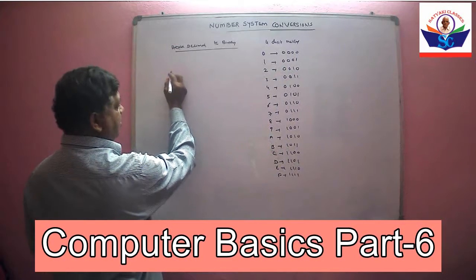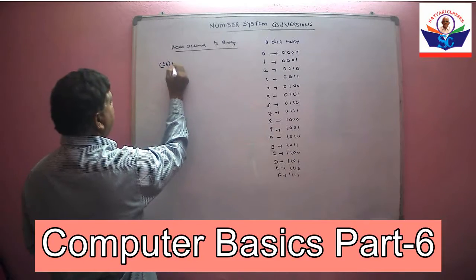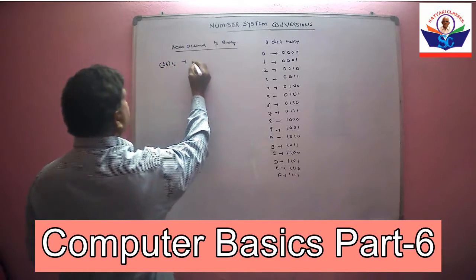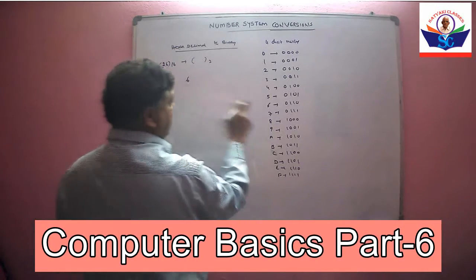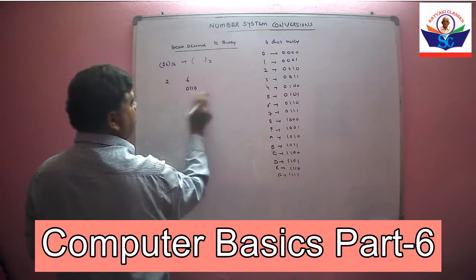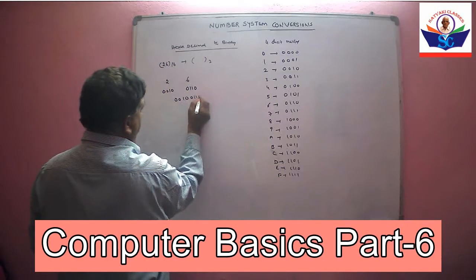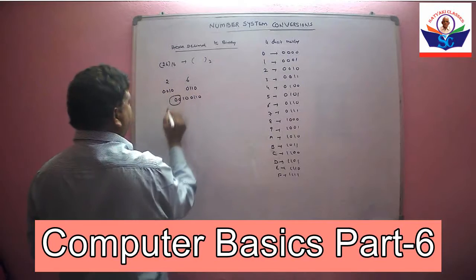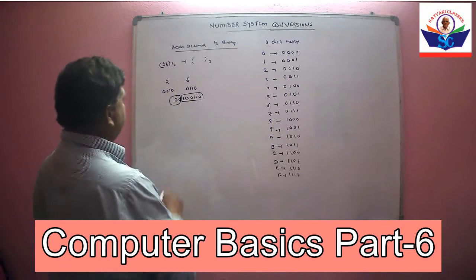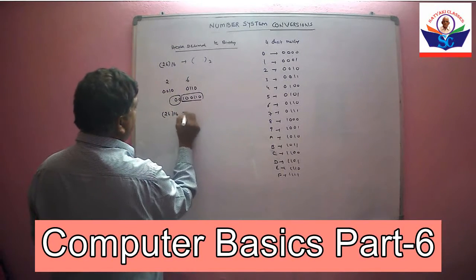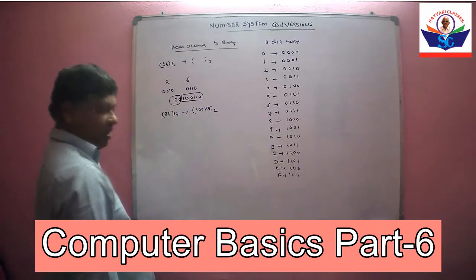Take an example. 26 in hexadecimal is equivalent to which number in binary? What is the 6 equivalent? 0 1 1 0. What is the 2 equivalent? 0 0 1 0. Combine them. The leading two zeros have no value. This is the binary number equivalent to 26 in hexadecimal. So 26 in hexadecimal is equivalent to 1 0 0 1 1 0 in binary.